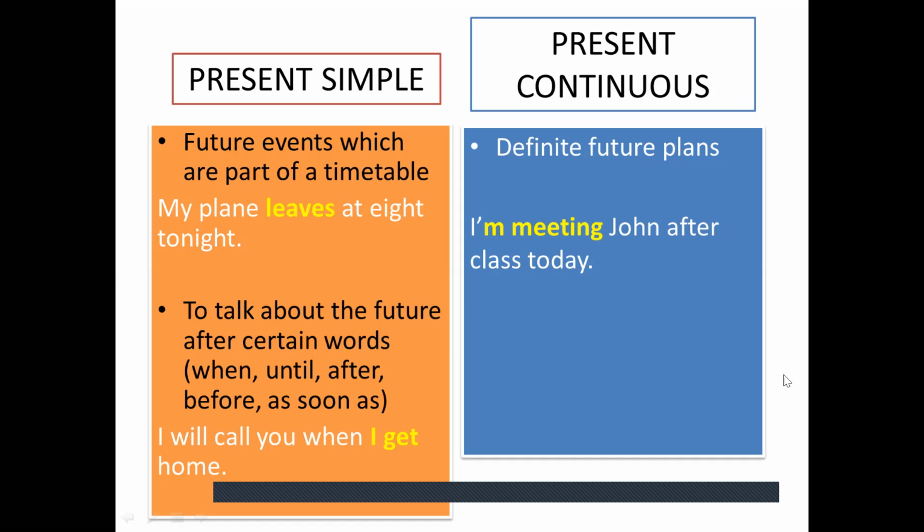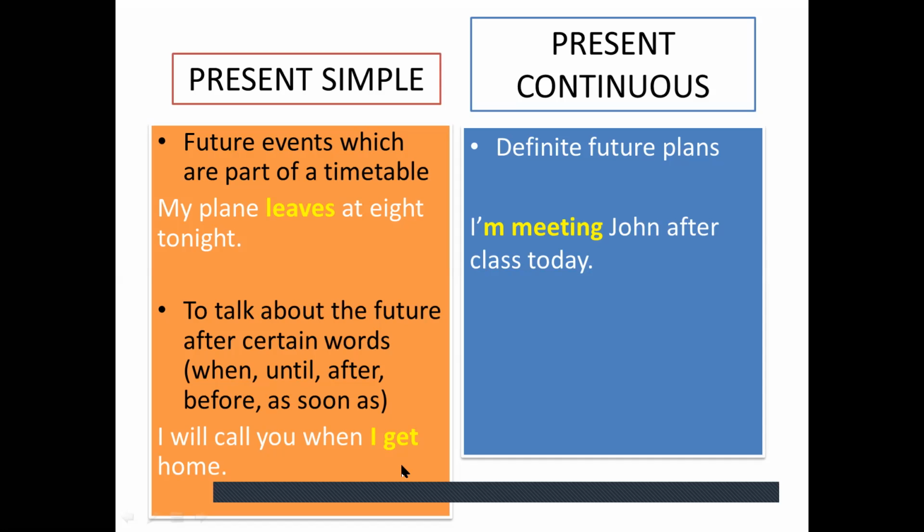And present simple is also used to talk about the future after certain words such as when, until, after, before, and as soon as. For example, I will call you when I get home. So after this certain word when, we use present simple, I get home.